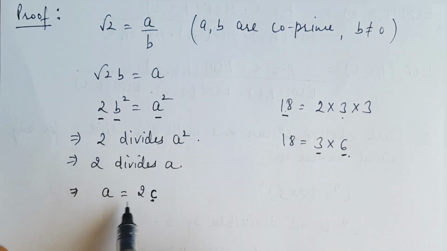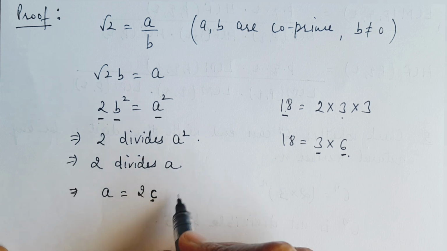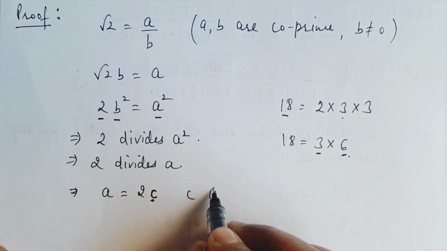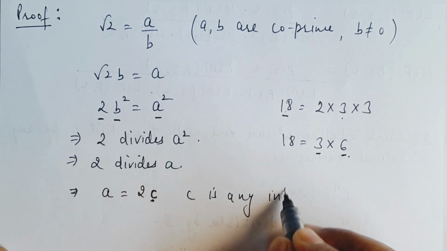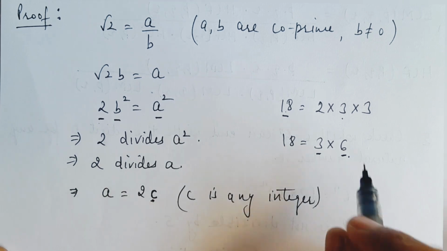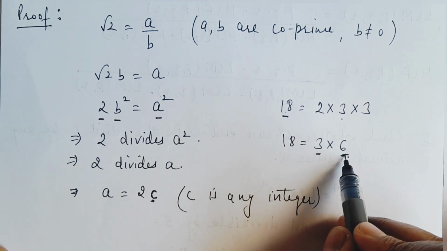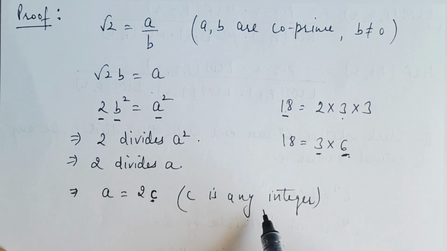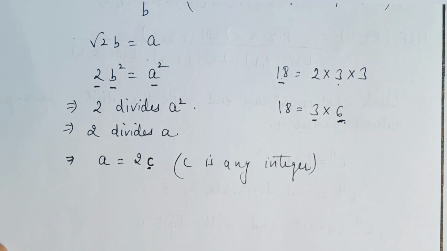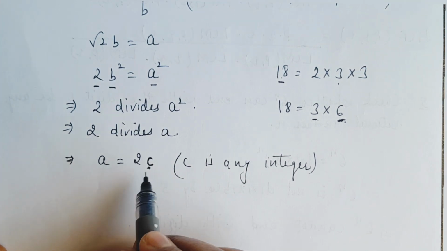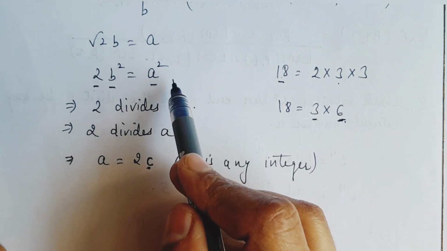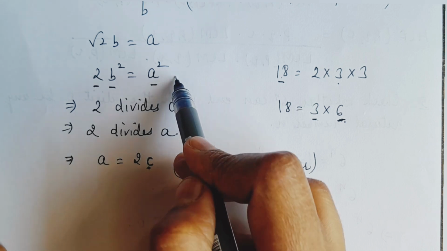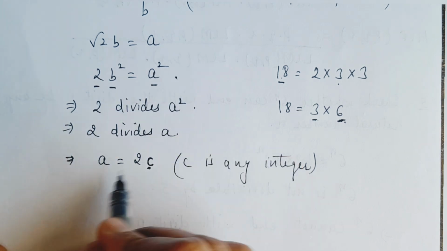2 divides A, that means A is a multiple of 2, where C is any integer. Like in this example we have taken 6 as an integer, a multiple of 3. Here we have taken C as an integer, a multiple of 2. Now we put this value of A in this equation. Again we will put the value here. So A is equal to 2C.